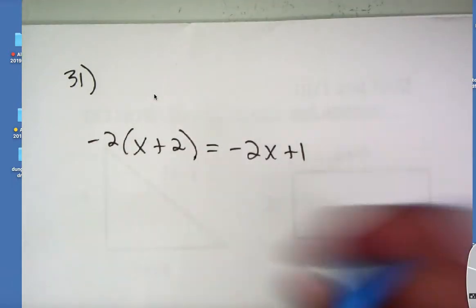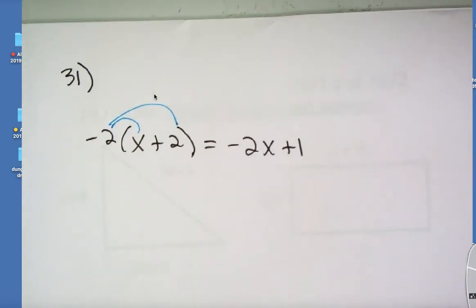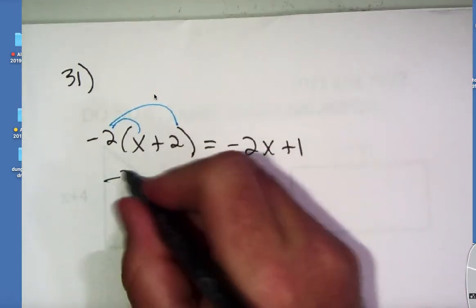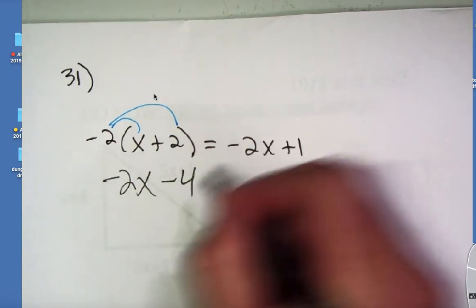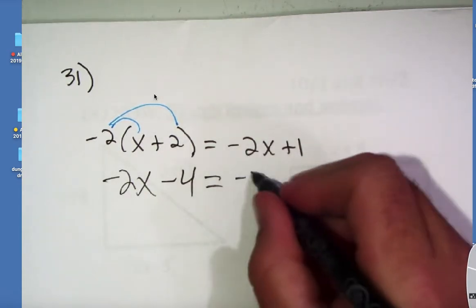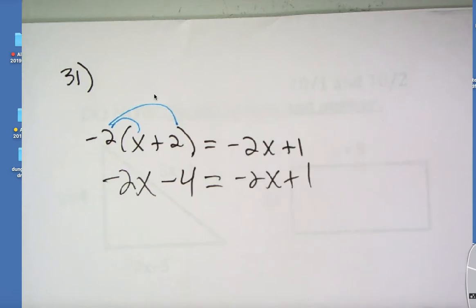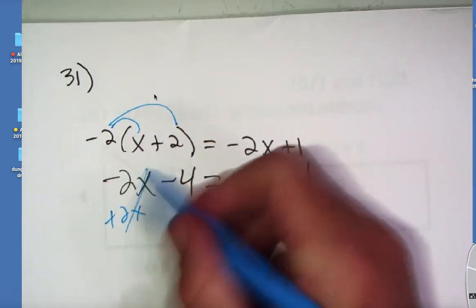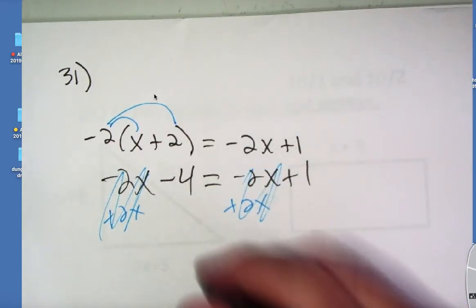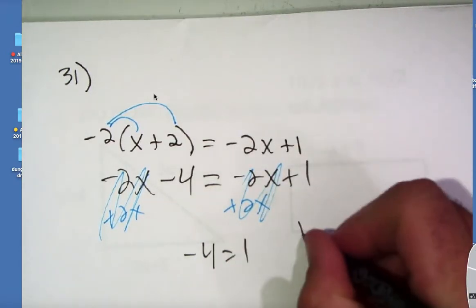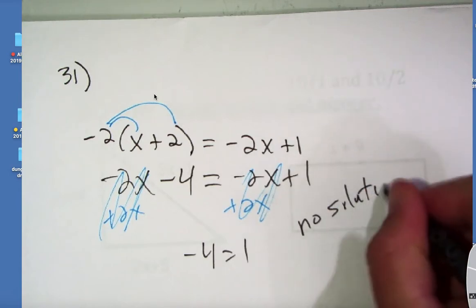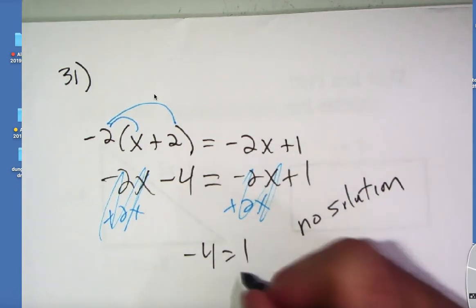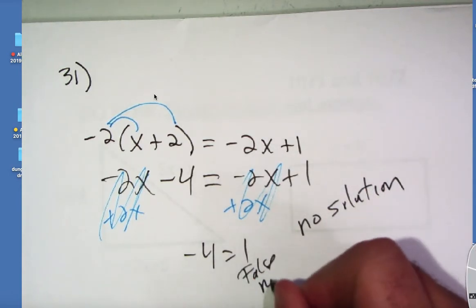Distribute the negative 2 to both ends. Negative 2x minus 4 equals negative 2x plus 1. Again, that kind of looks like a no solution to me, but we'll go again. Add 2x to both sides. You get negative 4 equals 1. That's a no solution. Right? That's false. No variable.